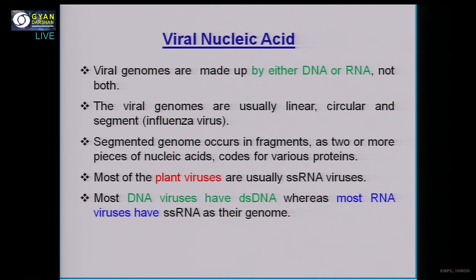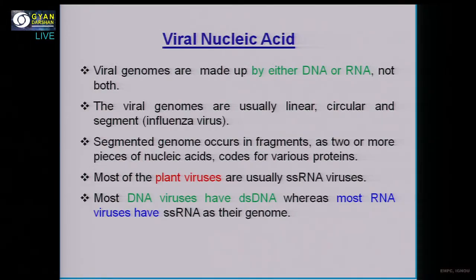Another thing I want to discuss is the viral nucleic acid. The viral genome is made up of either DNA or RNA, but not both. So if you see their genetic material, in the case of a virus, they have only DNA or RNA, but not both. The viral genome is usually linear, circular, or segmented.